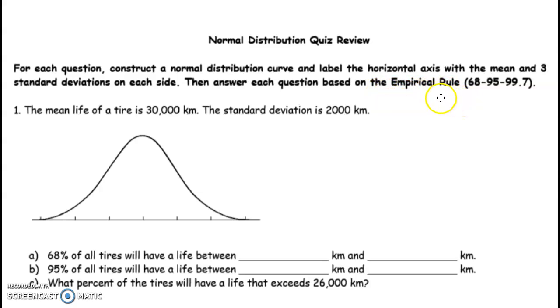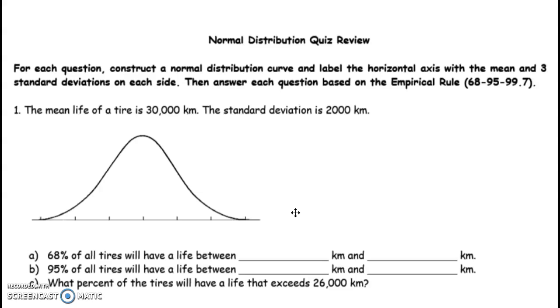The empirical rule says that within one standard deviation of the mean, so one standard deviation on either side, is 68% of all values. 95% of all values are within 2 standard deviations on either side of the mean. And lastly, 99.7%, or almost all of the values, will fall within 3 standard deviations of the mean.